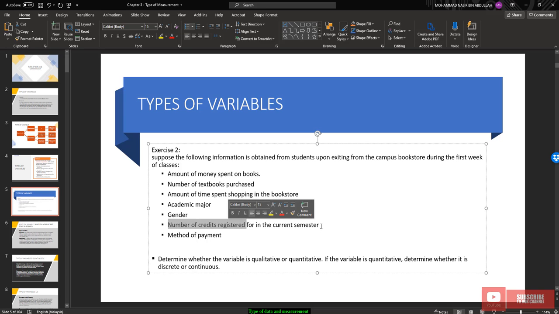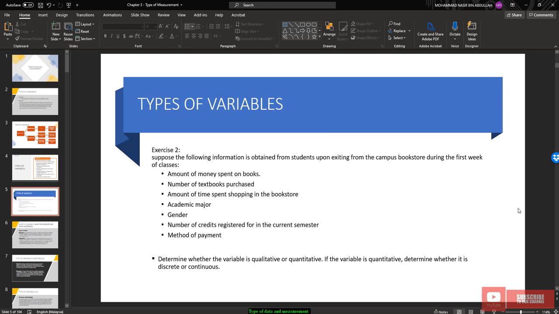So it can be various, maybe 24, maybe 18, maybe some number, maybe 12. So it's going to be a quantitative variable, under discrete quantitative variable, right? The last example, method of payment, going to be either cash or credit, right? Or bank transfer. So this is going to be a qualitative variable.